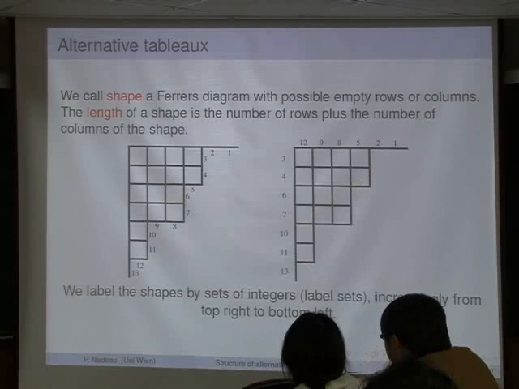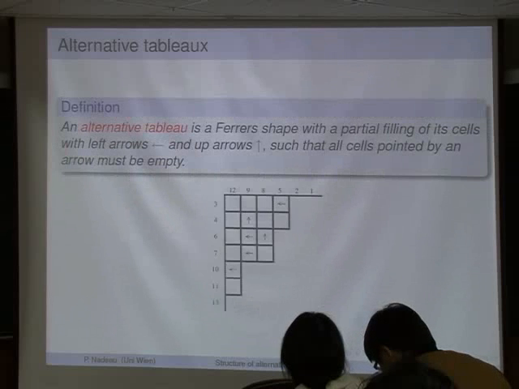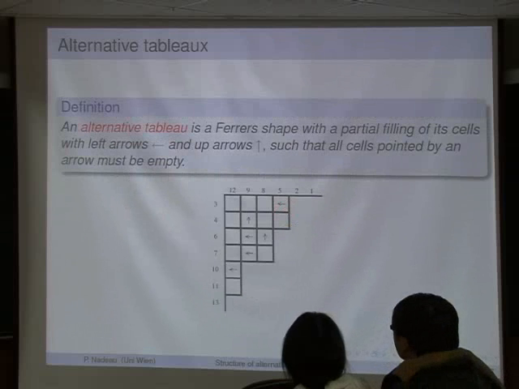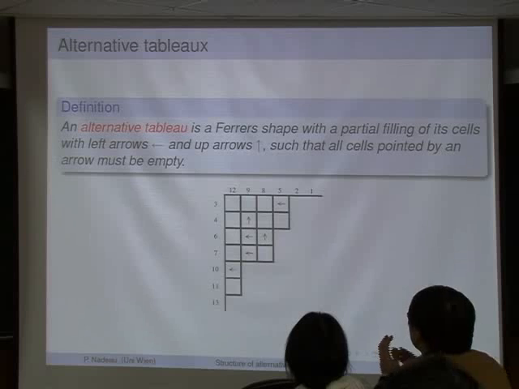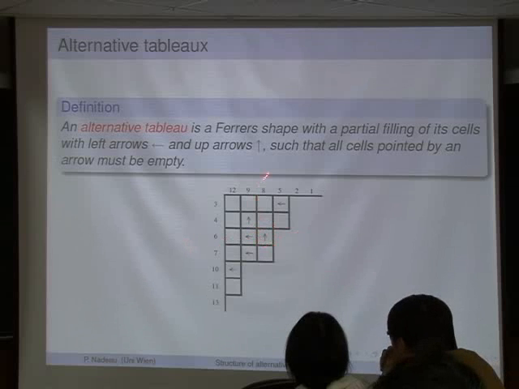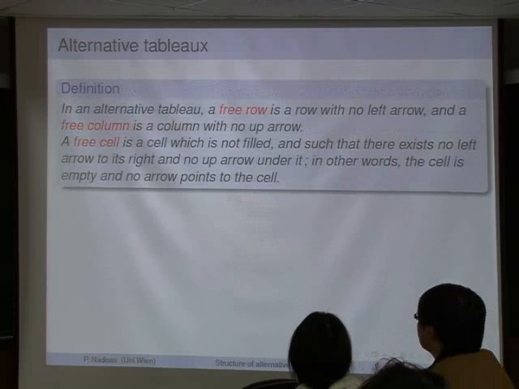So an alternative tableau has certain fillings of these shapes. Alternative tableau, so you fill by left arrows, up arrows, or you can leave cells empty. And the condition is simply that if you take any arrow and if you follow it in the column or the row, then there's nothing in this direction. Okay, you can see all arrows. If you follow their direction, there are no other arrows, left or up, in this direction. Is it clear for everyone? Yeah.